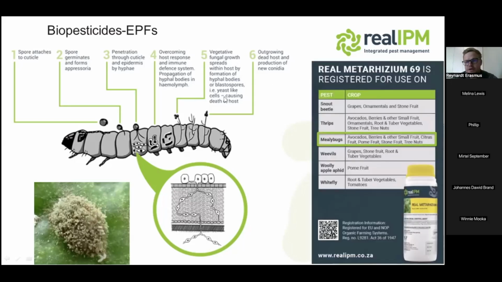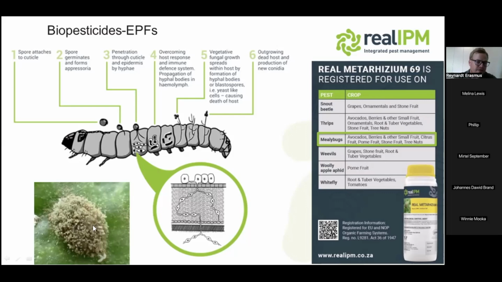The entomopathogenic fungus that we prefer to use for mealybug control as realIPM is real Metarhizium 69. Now, real Metarhizium 69 contains the spores of the species Metarhizium anisopliae, strain ISE-69. As you can see, it's registered for mealybug control on avos, berries, citrus, pome fruit, stone fruit, as well as tree nuts.